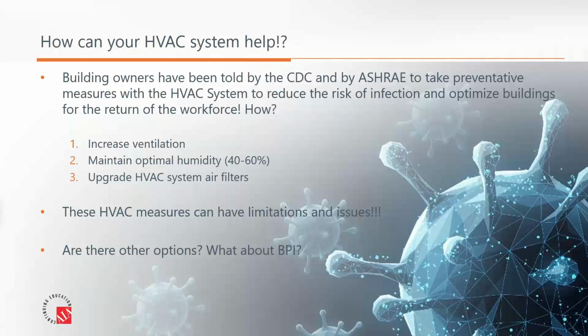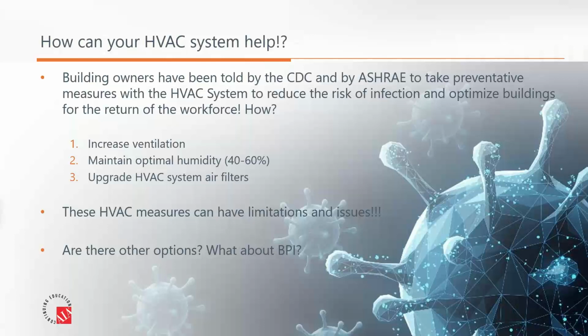When we talk about maintaining optimal humidity at 40 to 60%, that's fine and dandy in the summertime, but in most climates around the country, maintaining 40 to 60% humidity, especially in the wintertime, would be nearly impossible because our building envelopes are not set up to do that.